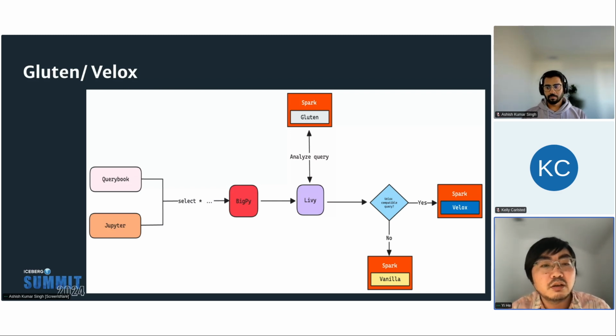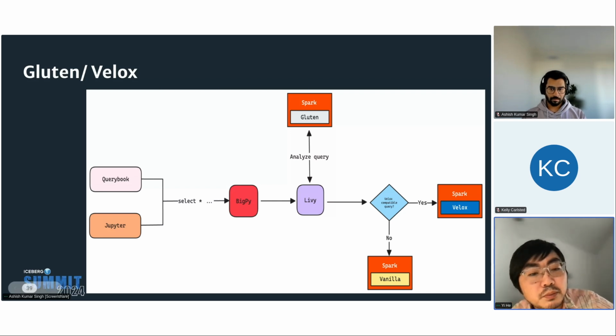So how we route the query to Velox-enabled Spark SQL is that when users submit a query from their query authoring UI, like for example Querybook and Jupyter, it is submitted to the Libby service, where we run an explain query in the background to check if this query can be fully converted to a Gluten Velox-based plan. If yes, we run the query in a Gluten Velox-enabled Spark session. If not, we just fall back to a vanilla Spark session.